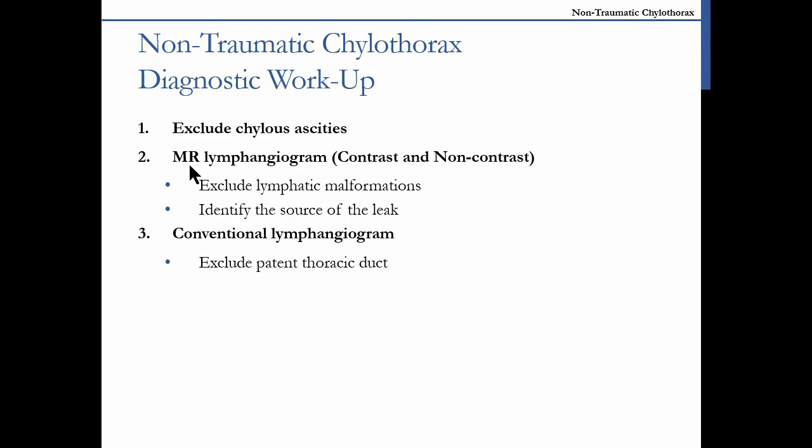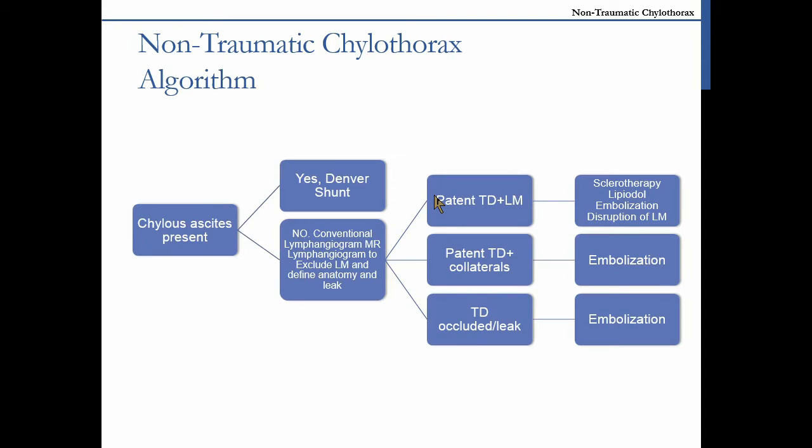So this is our diagnostic workup. First and most important, exclude chylous ascites. You don't know how many patients come to me with chylothorax that are actually chylous ascites. Last week I had 2. Next we do an MR lymphangiogram, again to look for abnormal lymphatic perfusion and look for lymphatic malformation. And then we do conventional lymphangiogram or intranodal lymphangiogram.